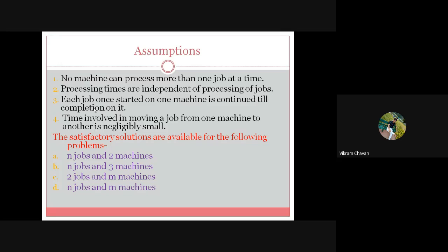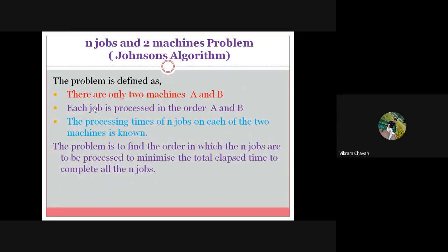So in the last lecture we started the sequencing problem. We saw how to solve the problem when there are n jobs and two machines, and for that purpose we used Johnson's algorithm. Initially we defined the problem: there are two machines, and the jobs are processed in sequence, first on machine A and then on machine B. That is the order of processing.